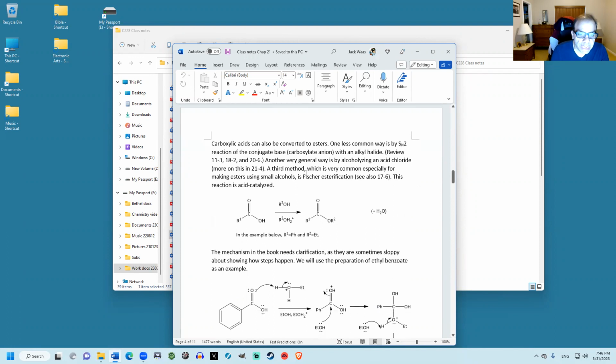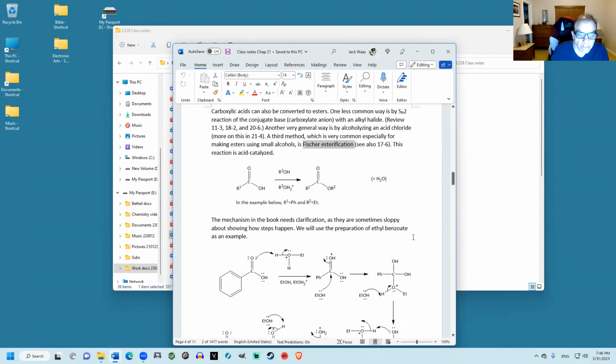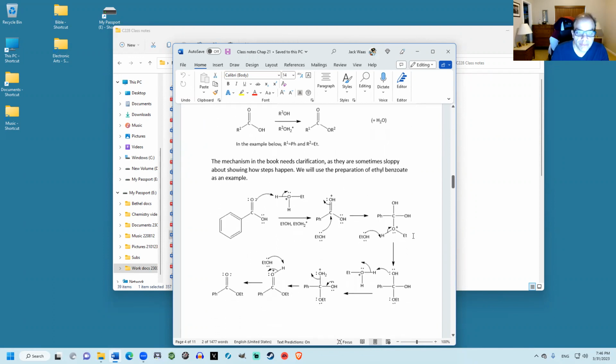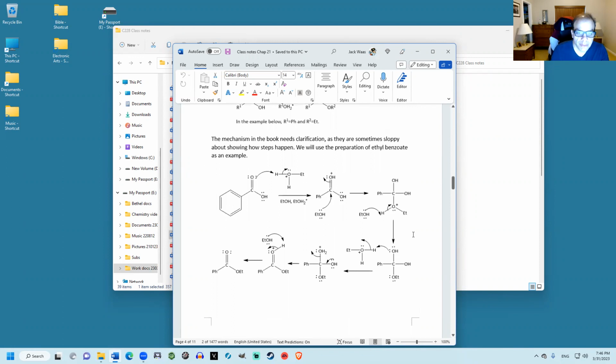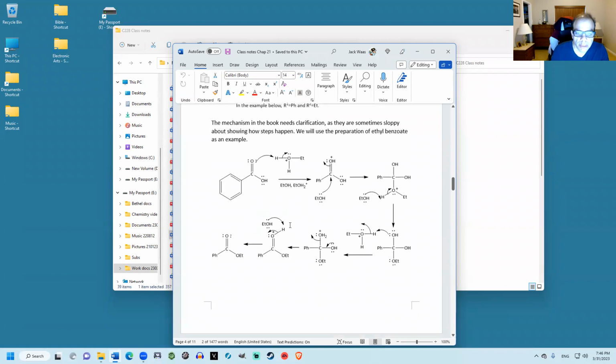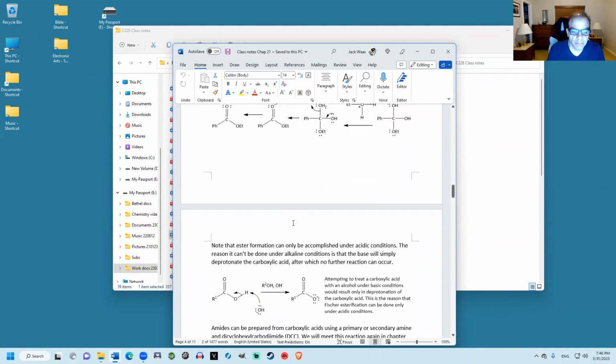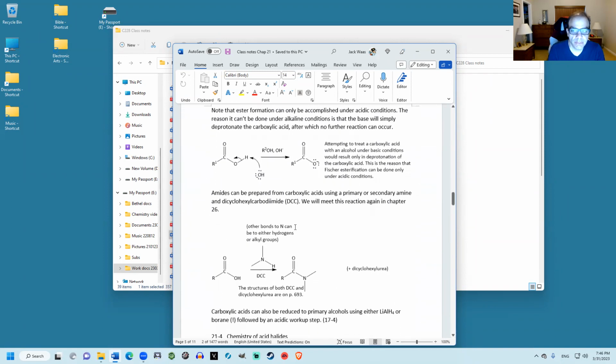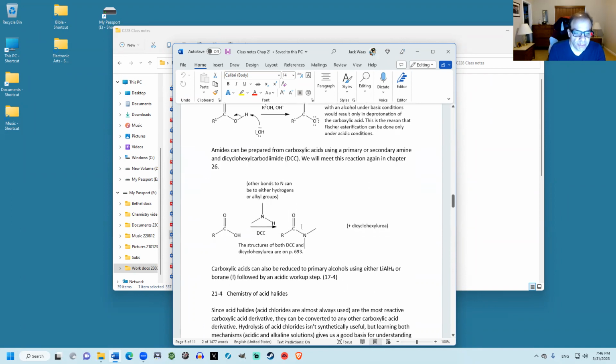So that's Fischer esterification, and it says so in the class notes, Fischer esterification. And please do learn this mechanism as opposed to the book's mechanism. They are often unforgivably sloppy. Everyone okay with Fischer esterification then? There's a DCC reaction.